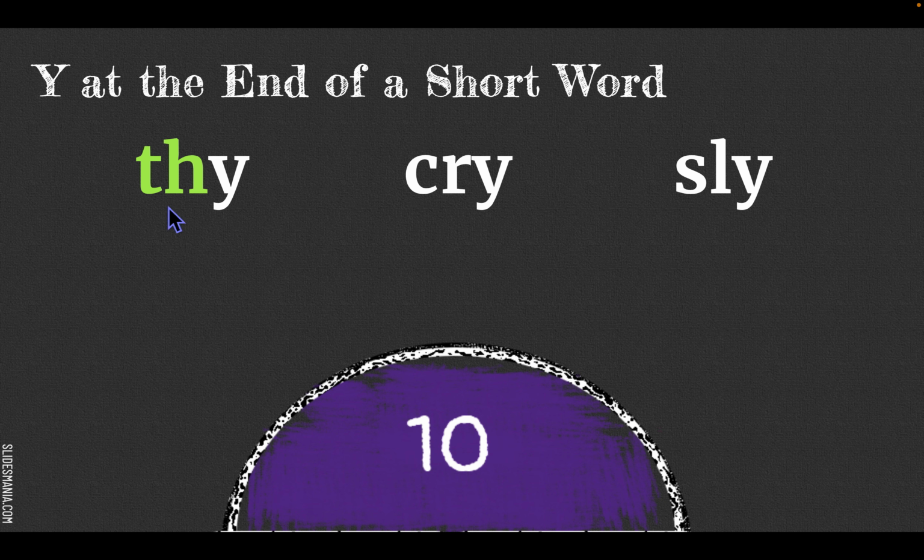Here we're going to use the second sound of th, the voiced th sound. Thy. Cry, cry. Sly, sly. Now, most of the time at the end of a word, Y actually has a different sound that we will cover in a future lesson. But we're learning this sound first because it is used in short words and common words like my.